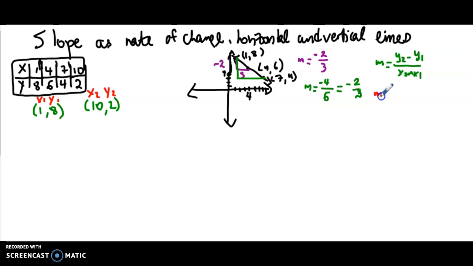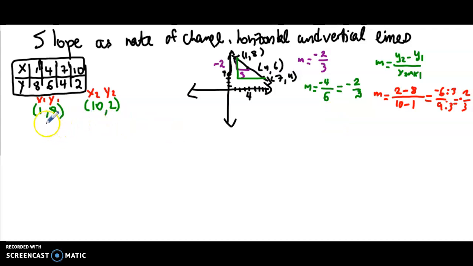So I'm ready to substitute. According to the formula, y2 is 2, minus y1, which for me is 8. On the bottom, x2 is 10, minus x1, which is 1. So if I clean the top, 2 minus 8 is -6, and 10 minus 1 is 9. And if you simplify top and bottom by 3, if you reduce them, guess what? You will get -2/3 again, which is what I expected according to the slope triangle before. Because I'm talking about the same points, the same line, therefore it should be the same answer.